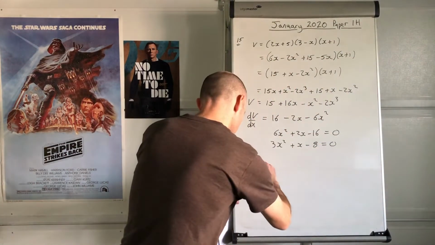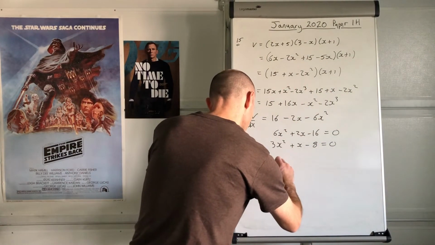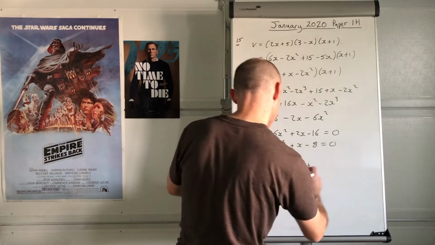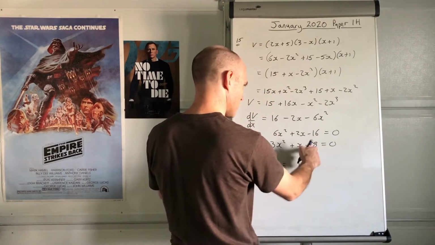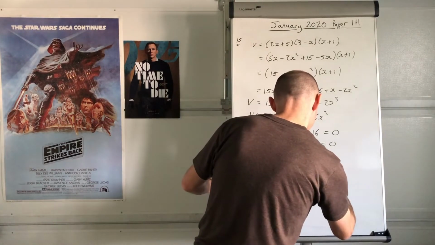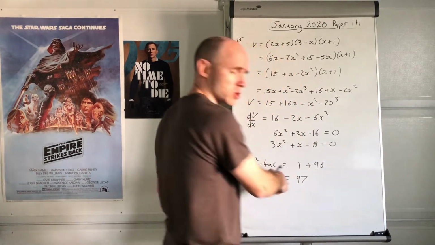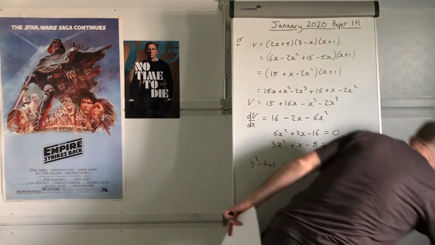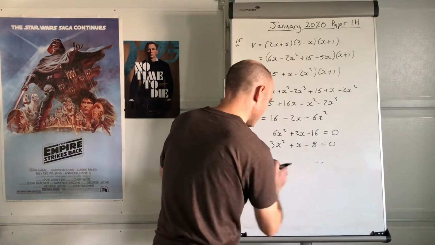I'll use the discriminant, b squared minus 4ac. The discriminant is 1 plus 24 times 4, that's 48, 96, 97. That's not a square number, therefore it won't factorise. Okay, simple. So what I'm going to do is use the quadratic formula for it.